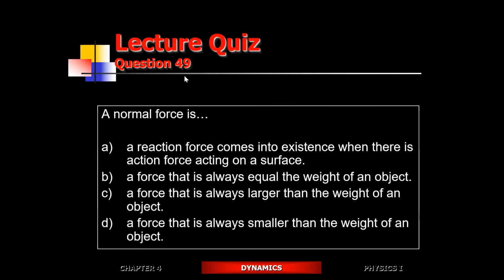All right, what is it? The normal force is a force that's always equal to the weight of an object. Okay, most of you guys said B. For picking B, I'm going to give you guys 2 points. Victor, give yourself 5 points.